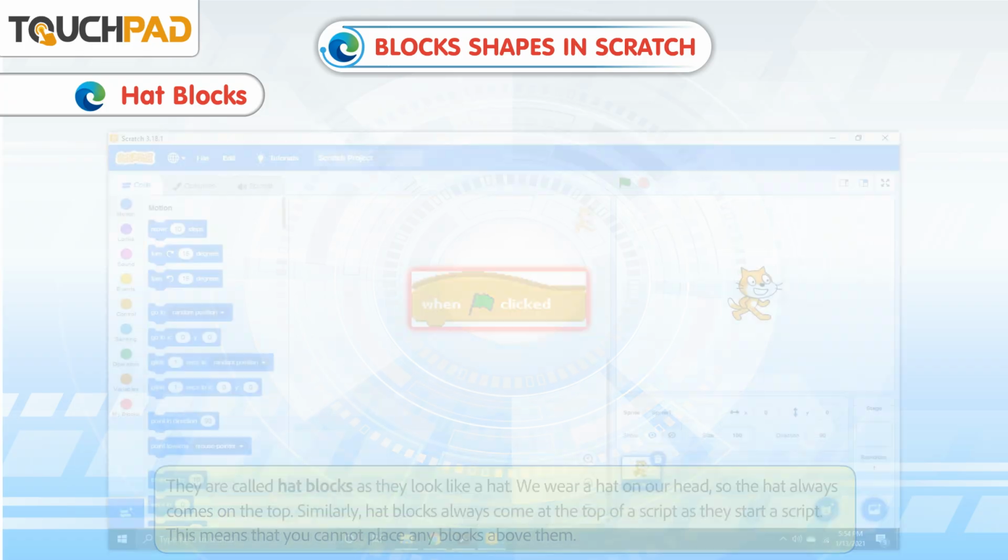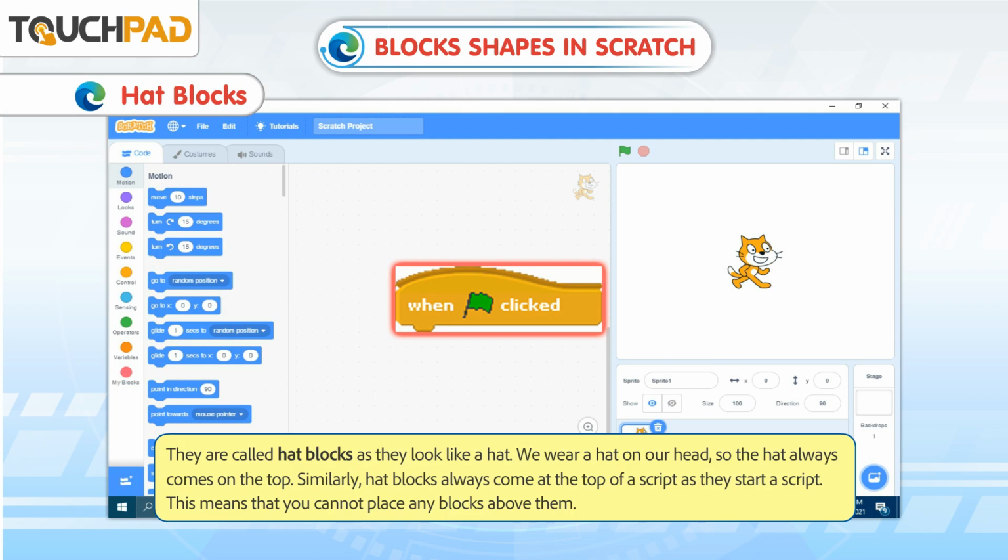Hat blocks. They are called hat blocks as they look like a hat. We wear a hat on our head, so the hat always comes on the top. Similarly, hat blocks always come at the top of a script as they start a script. This means that you cannot place any blocks above them.